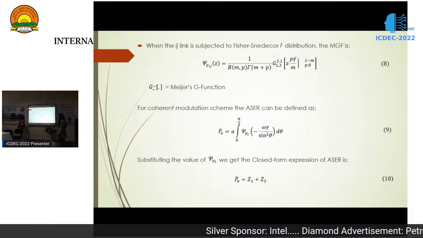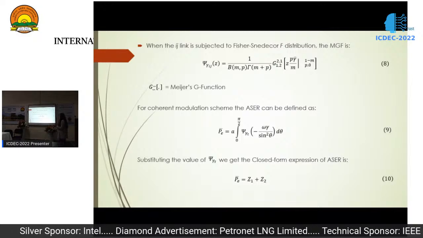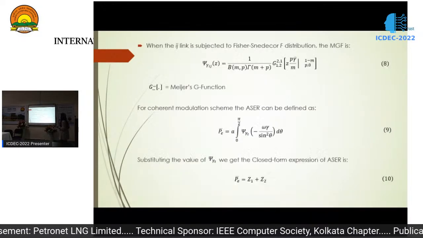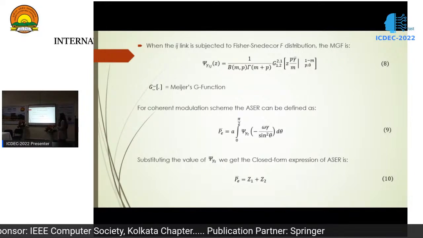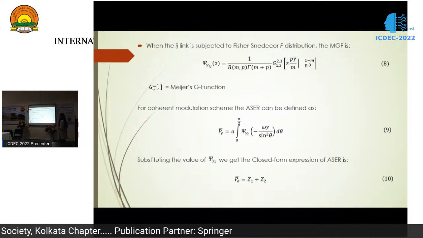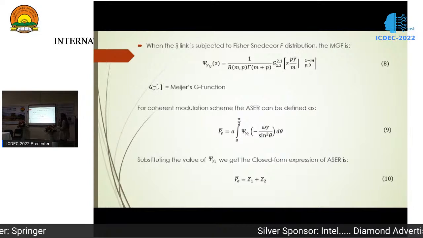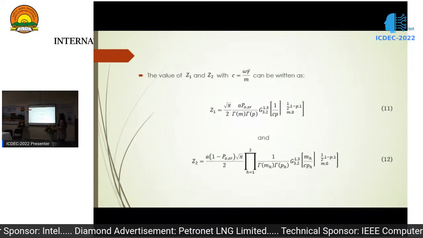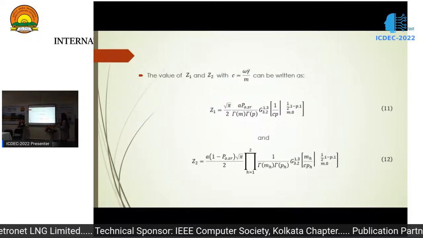Now, when we use this fading distribution, Fisher-Snedecor F, in our MGF, we see that we have a function called the Meijer G function used in this equation. For a coherent modulation scheme, this ASER can be defined using the MGF approach, and substituting this MGF value of gamma T, we get a closed-form expression of the ASER in the form of Z1 plus Z2. Expanding these two, we get Z1 to be equation number 11 and Z2 to be equation number 12. This is the mathematical formulation of it.